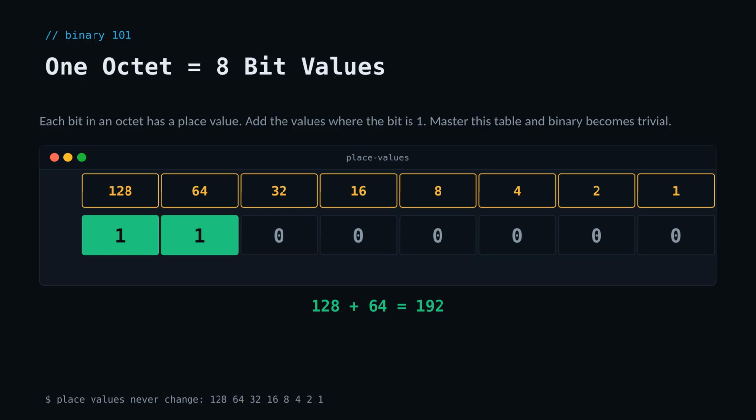Now, let's crack open one of those octets. Every bit sits in a fixed position, and each position carries a weight. 128, 64, 32, 16, 8, 4, 2, 1, left to right, always in that order. To convert, you just add up the place values wherever you see a 1. So this example, 11000000 is simply 128 plus 64, which gives you 192. Memorize those 8 numbers and you've basically won the game.